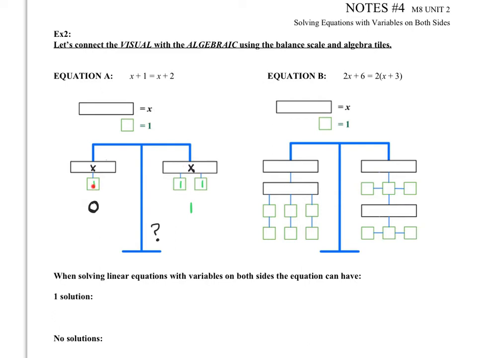If on one side of my scale I start with the same x value, but on one side I add 1 and on the other side I add 2, could these two sides of the scale ever be balanced? No. There's no x value that would ever make this scale be balanced.